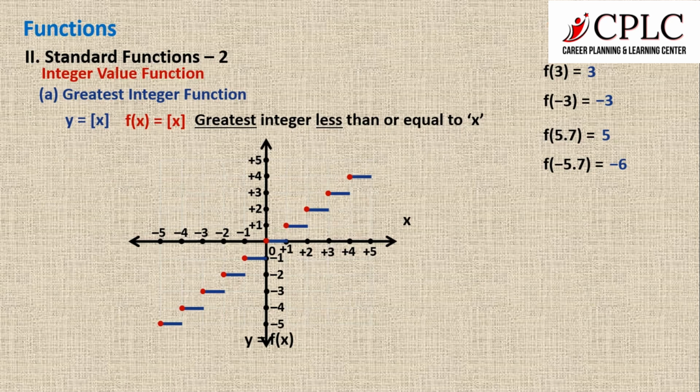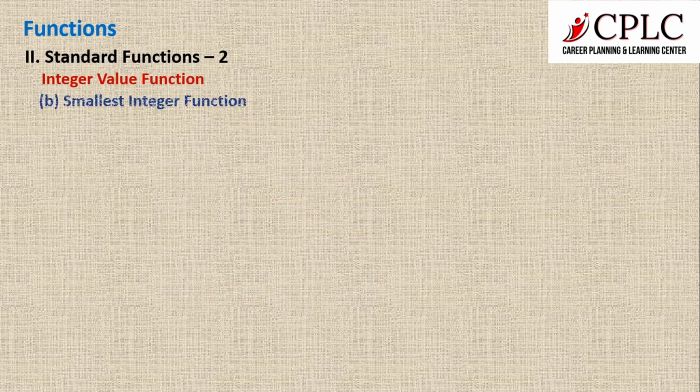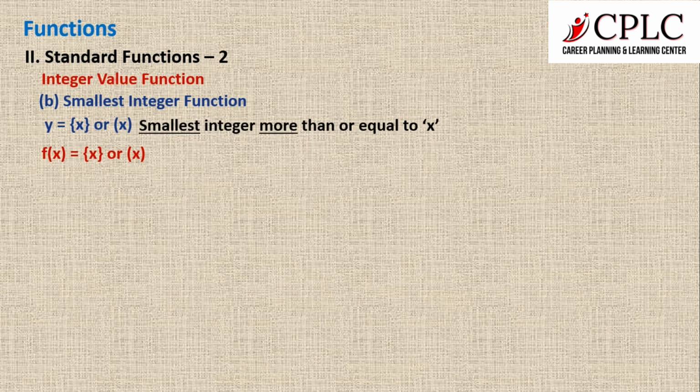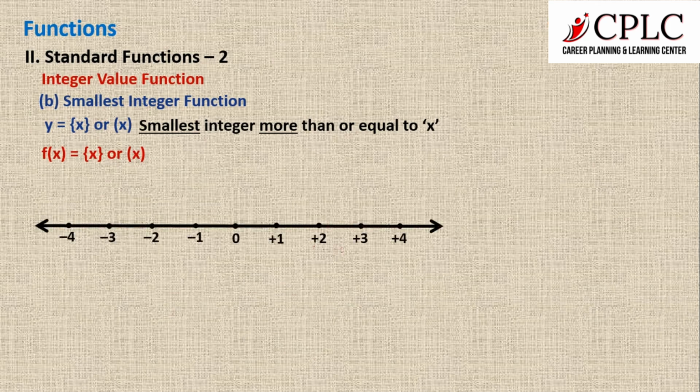The first of the integer value function. The second one is smallest integer function. It is denoted as curl bracket x or round bracket x, defined as smallest integer more than or equal to x. Again, let's consider few examples. So 2.2. So integers which are more than 2.2, many more such integers, 3, 4, 5, 6, 7 and so on till infinity. But out of them, we are asking for the smallest one. So the smallest one in the list is obviously +3. So the output of this will be +3.